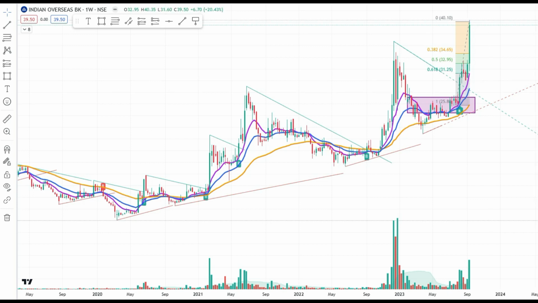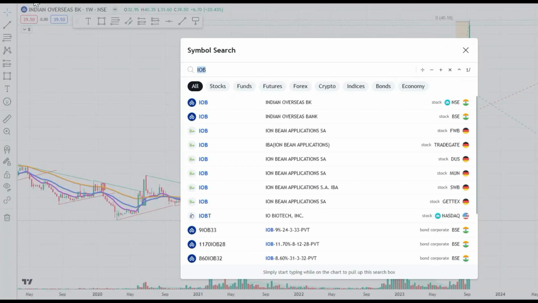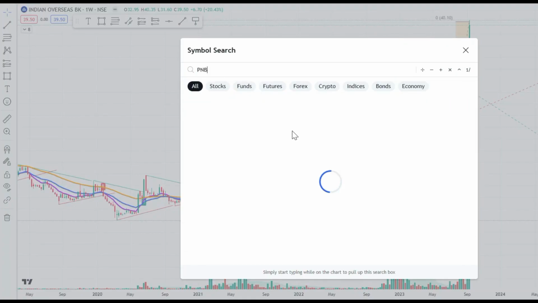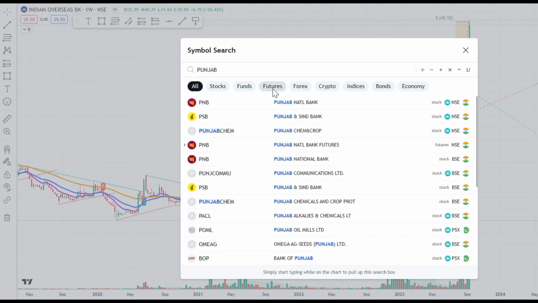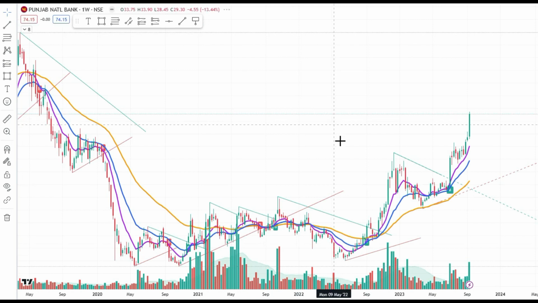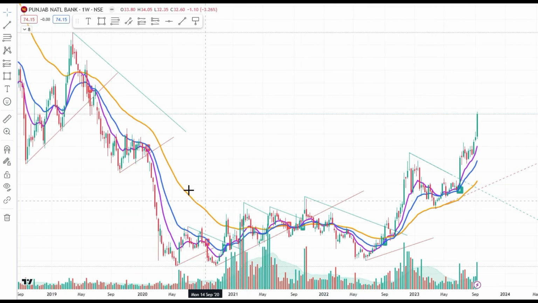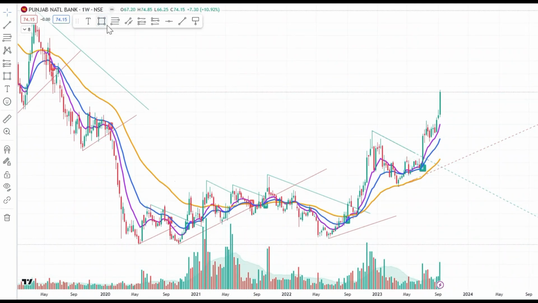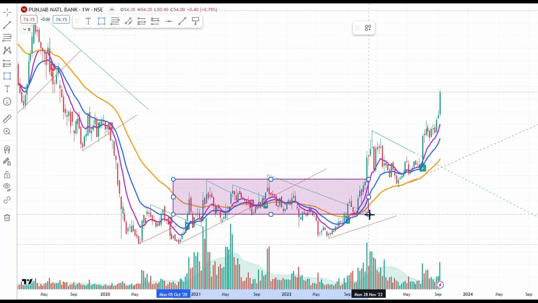If you look at another stock in the same sector, let's say PNB, Punjab National Bank. You can see this is a weekly chart. See the base. It's a very big base. We have seen it here for almost a year, more than a year. It went to 45, came back to 35, or even lower than the 30 levels.